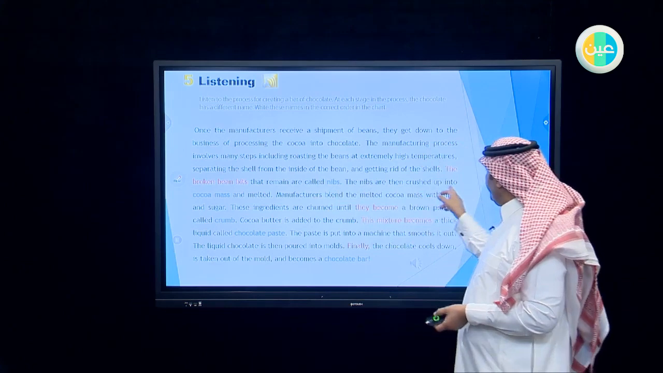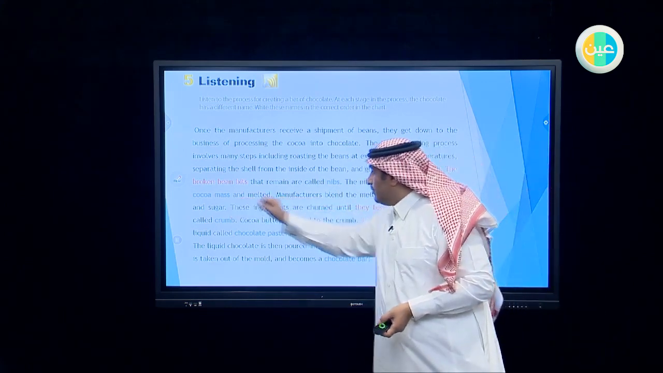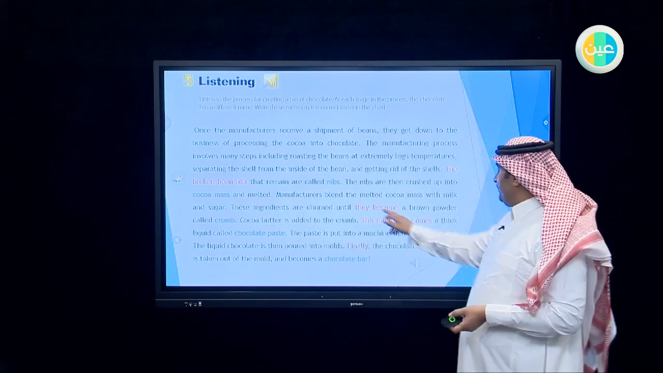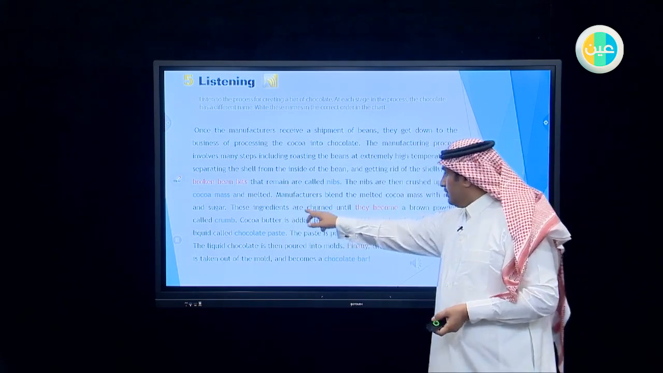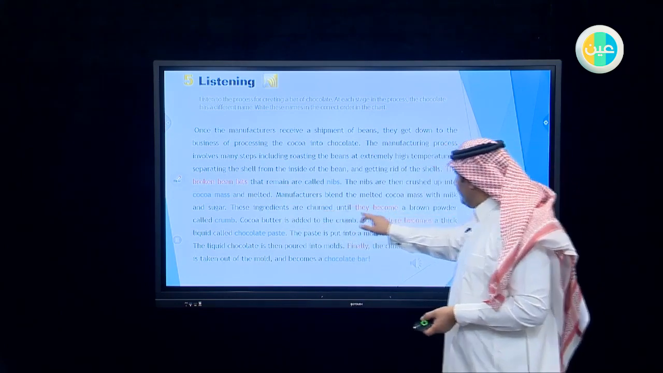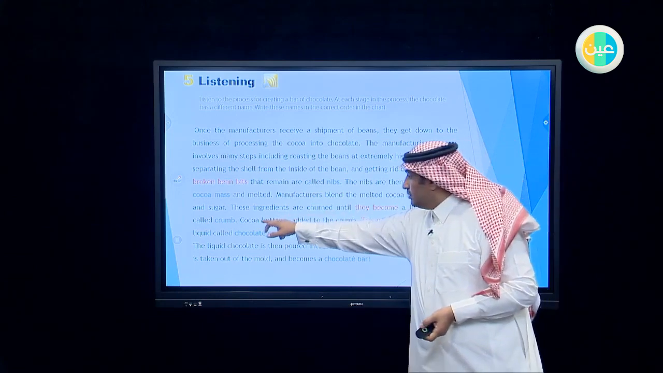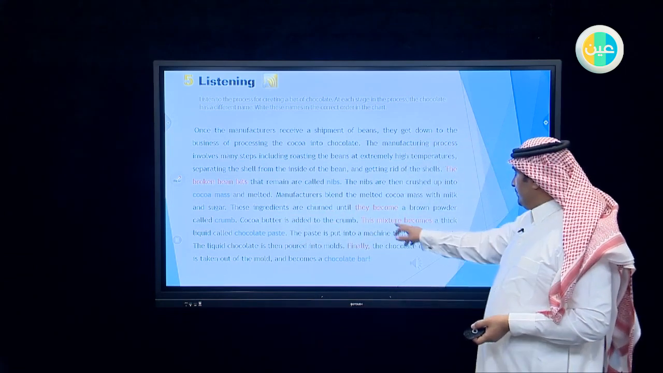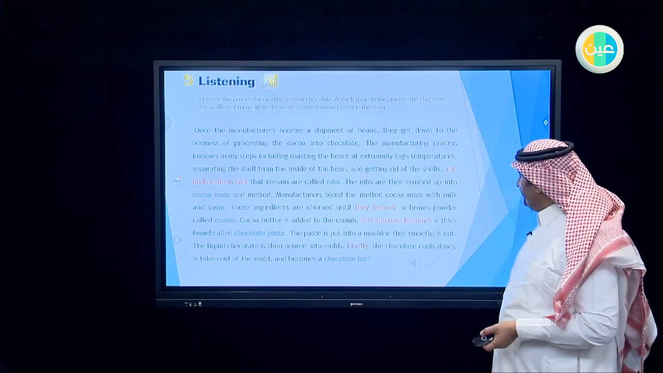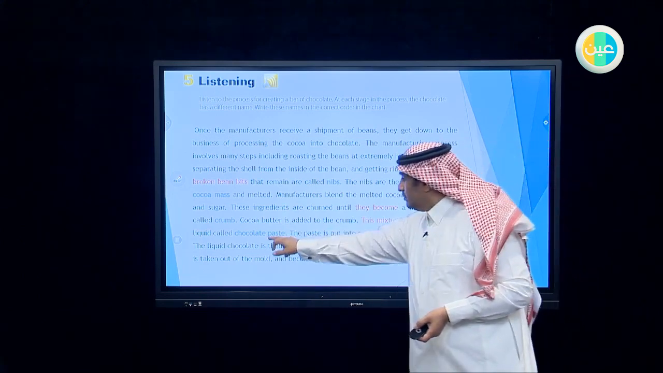The nibs are then crushed up into cocoa mass and melted. We call it cocoa mass. Manufacturers blend the melted cocoa mass with milk and sugar. These ingredients are churned until they become a brown powder called crumb. Cocoa butter is added to the crumb. This mixture becomes a thick liquid called chocolate paste.